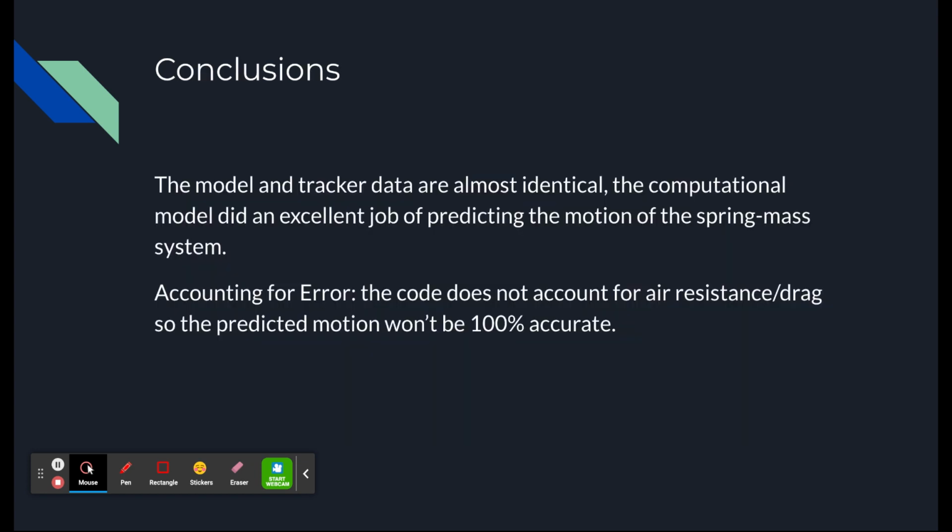And so in conclusion, the model and Tracker data are almost identical, and the computational model did an excellent job of predicting the motion of the spring mass system. And I would like to just point out that you could account for error because the code does not account for air resistance or drag. So the predicted motion won't be 100% accurate, but it was pretty close.